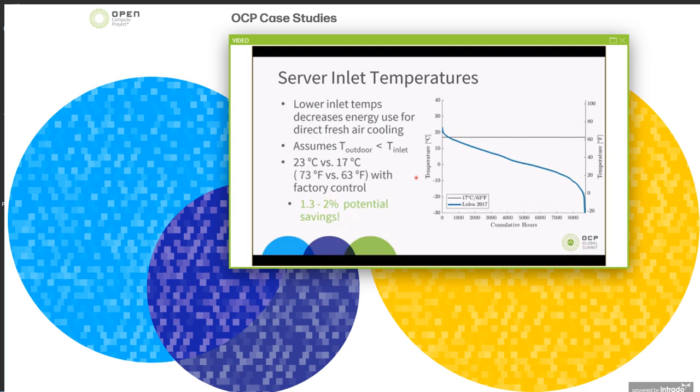What about a warm summer in Lulea? We have a lot more hours that are problematic, but still most of the year is okay. What if we fly over to San Jose, where this conference was supposed to be held? Oh, things got a lot worse.